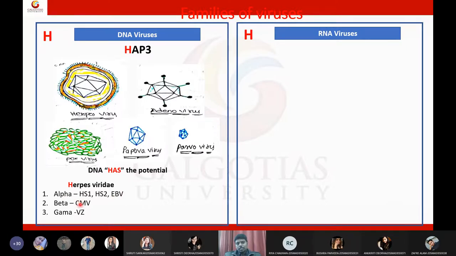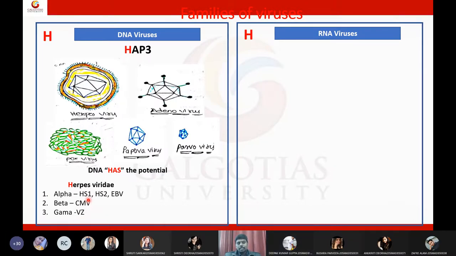Then in the beta class we have cytomegalovirus. CMV stands for cytomegalovirus. Then gamma is varicella zoster virus. Again, what is EBV, students? What is the full form of EBV? Epstein-Barr virus. Yes, very good. Then CMV means? CMV stands for cytomegalovirus.